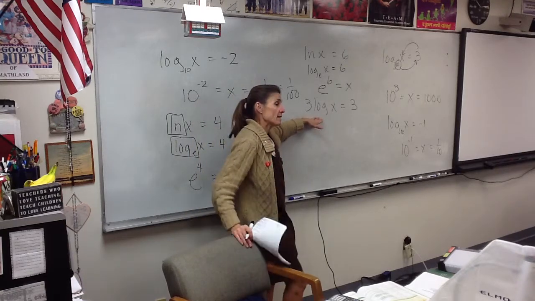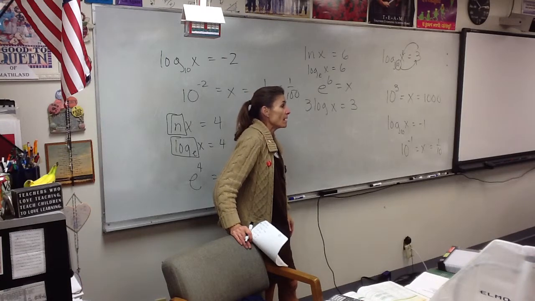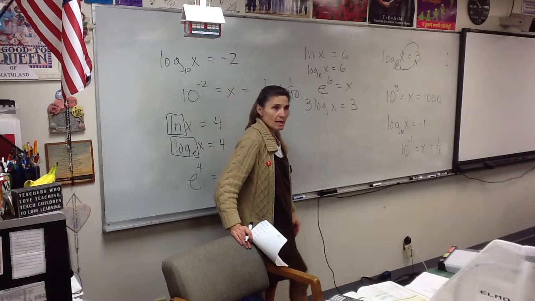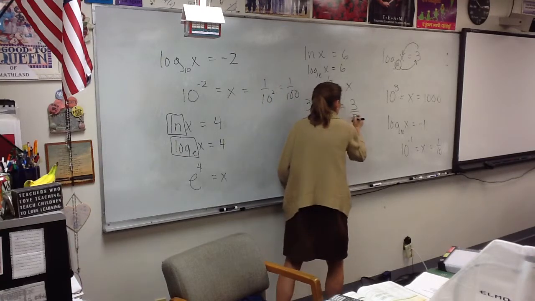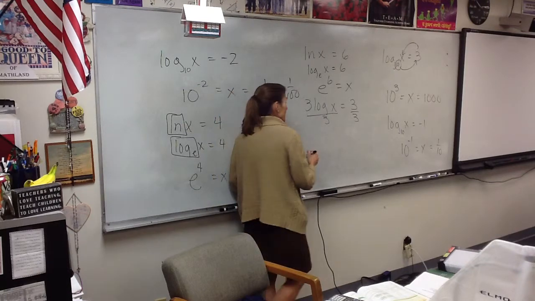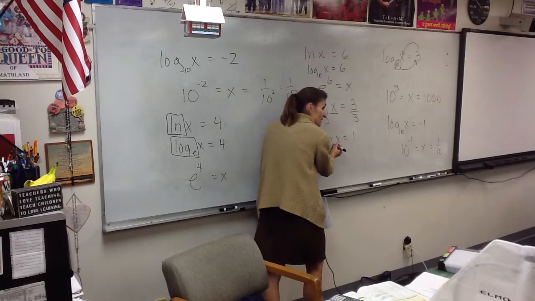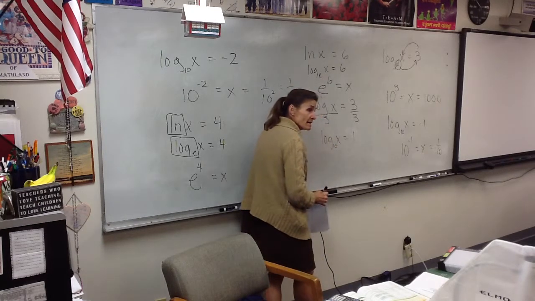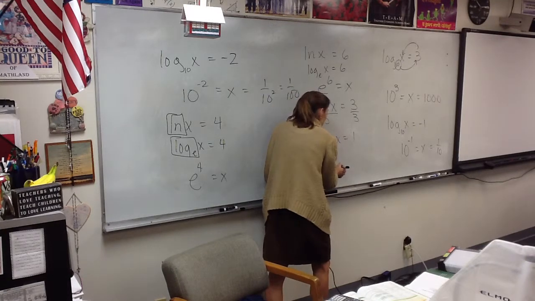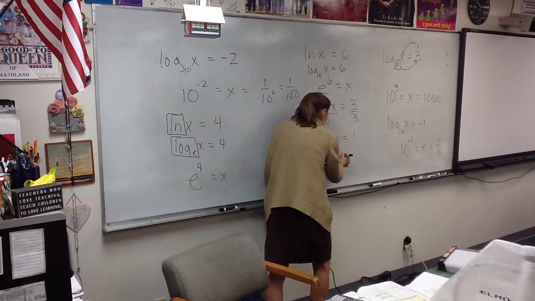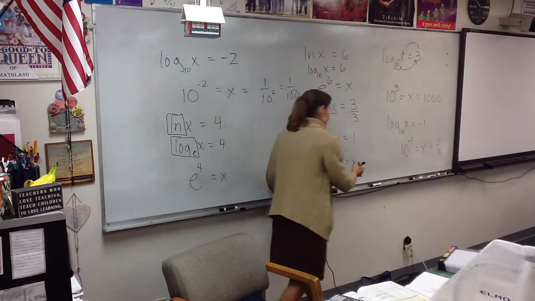And then I got wild and wacky and threw this extra number in here. Any ideas about what we might do with this? Divide both sides by 3. This is just an equation. You are allowed to do all the things you do to equations. Divide by 3. Then what does it say? Log x equals 1, and we know the base on this is 10, so we can translate it into 10 to the 1st equals x. And what's 10 to the 1st? 10.